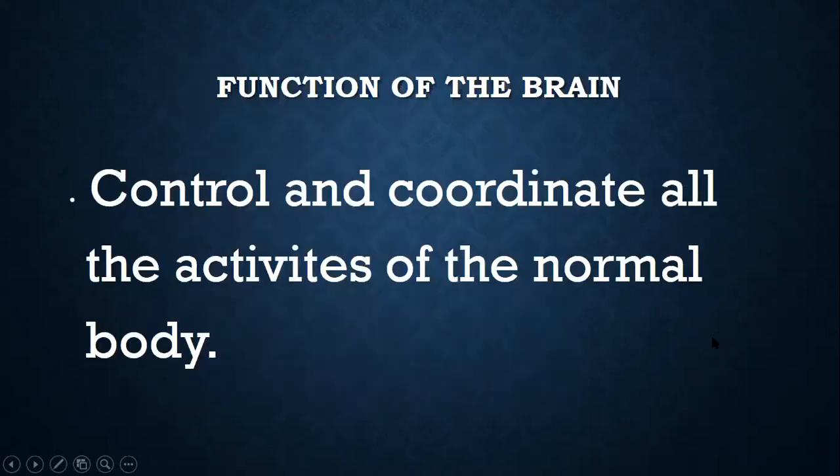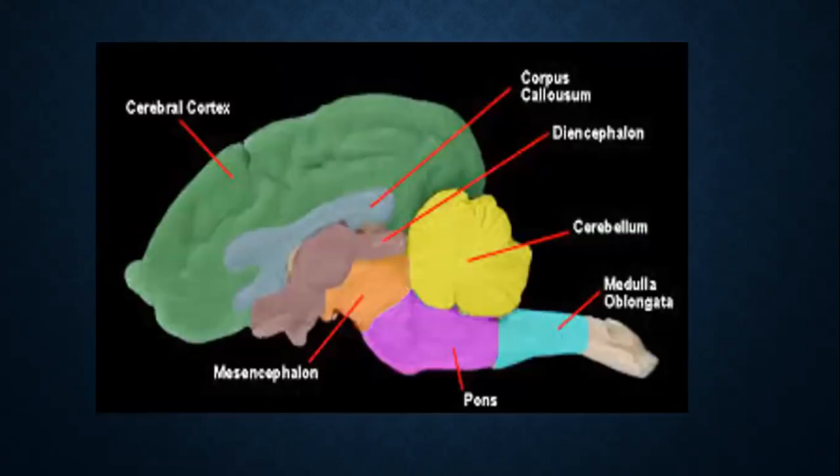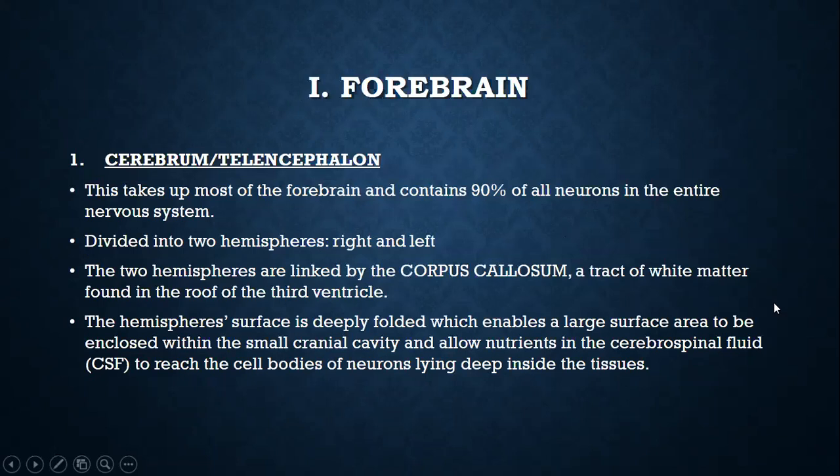So the function of the brain: it controls and coordinates all the activities of the normal body. The brain is encased by the cranium that serves as its protection from mechanical damages. It is divided into three regions: the forebrain, the midbrain, and the hindbrain. The cerebral cortex is part of the forebrain. The cerebrum, or the telencephalon, takes up most of the forebrain and contains 90% of all neurons in the entire nervous system. It is divided into two hemispheres, the left and the right.